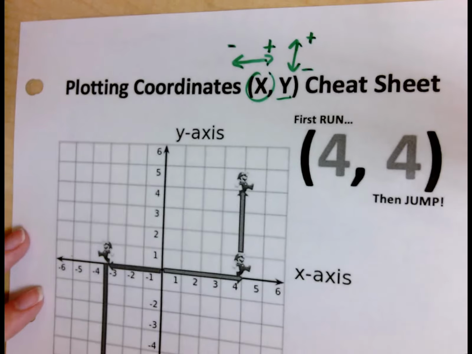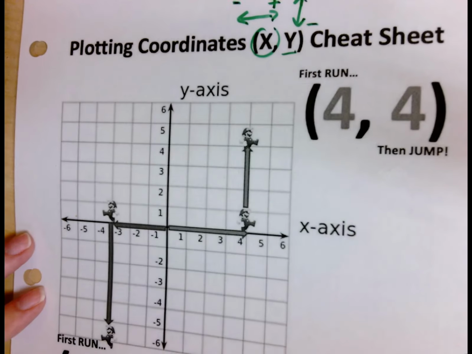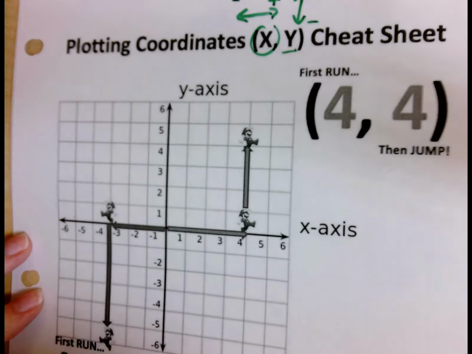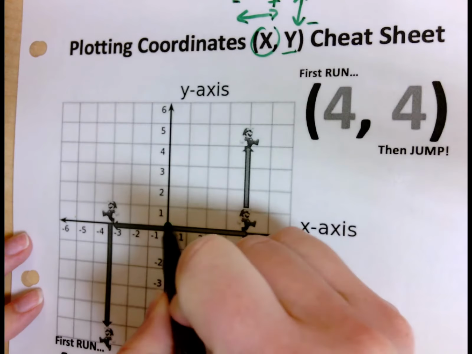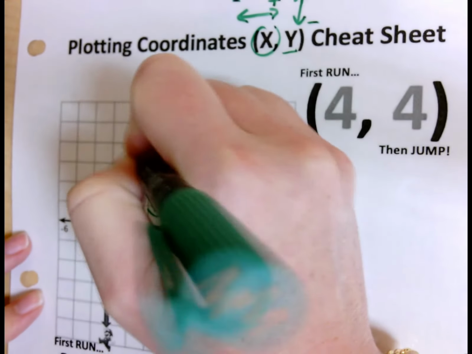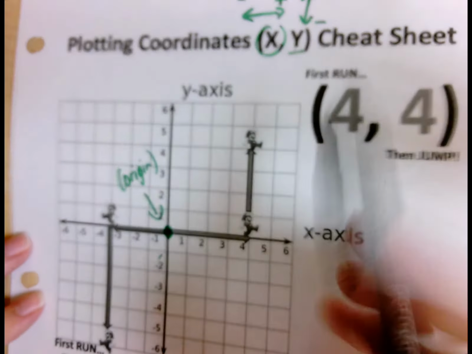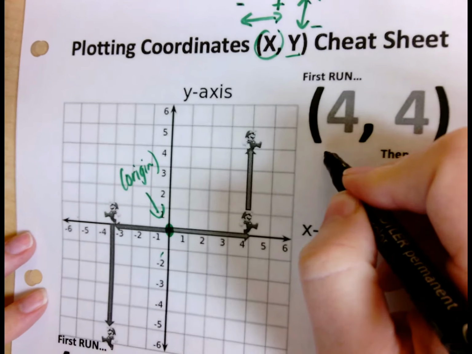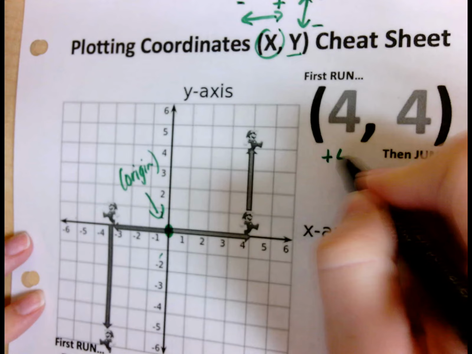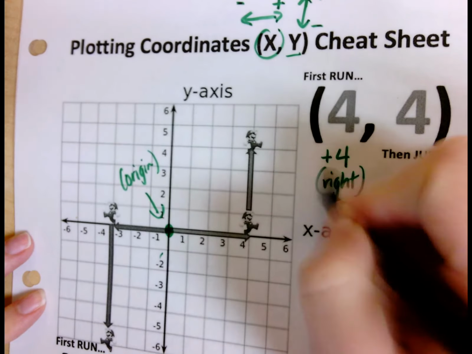First, we're going to plot the point 4, 4. The first step down at the bottom tells you to always begin at the origin. So here is the origin. That's this point right here. It is 0, 0. So you're always going to start here. Now this tells me that it is horizontal, so I'm going to be moving positive 4. So that's to the right. So I'm going to be moving 4 places.